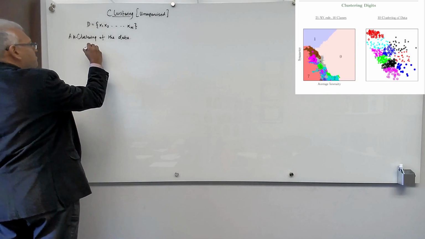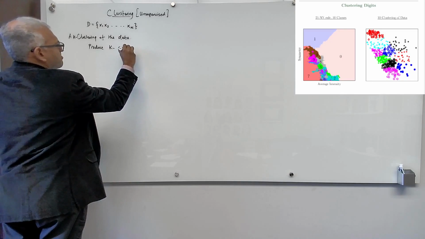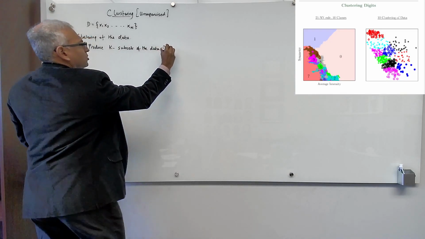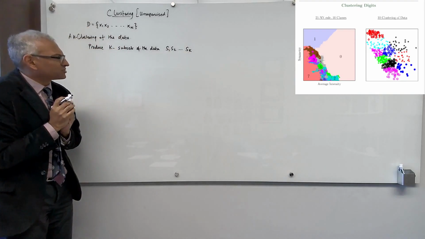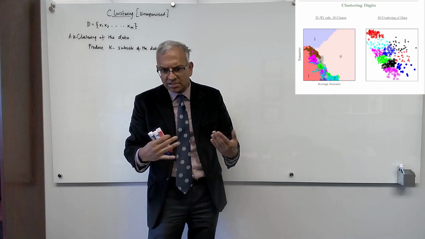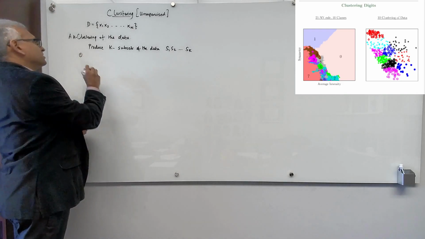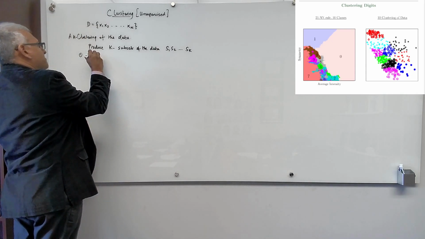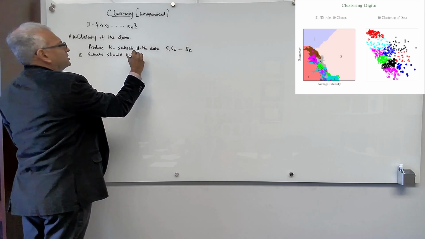Let's call them S1, S2, up to Sk. So you've produced K subsets of the data. And now I want to tell you what those subsets should satisfy. We're going to simplify the problem. First, the subsets should be non-overlapping. So the subsets should be disjoint.